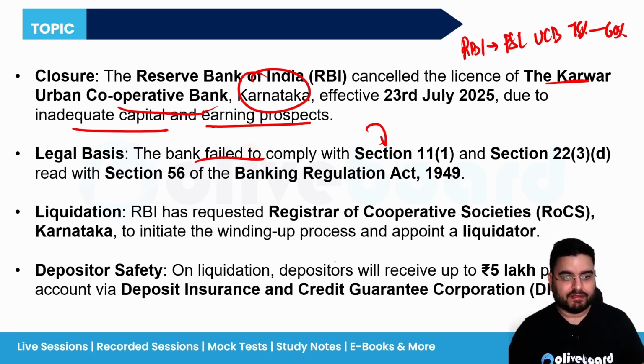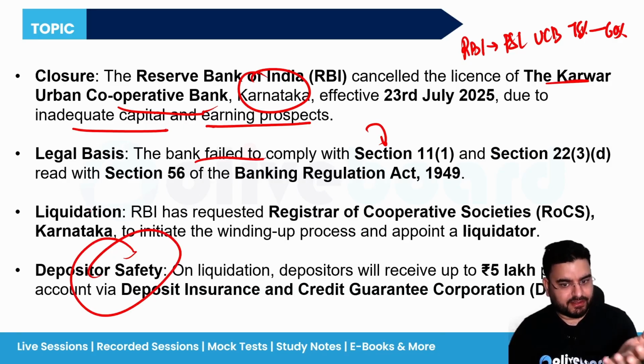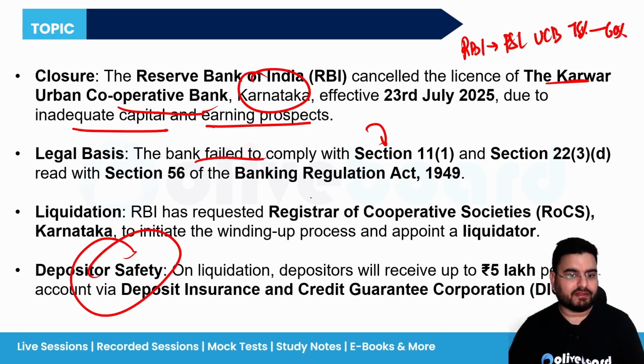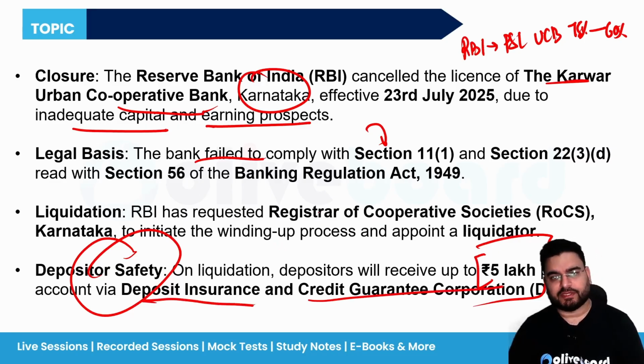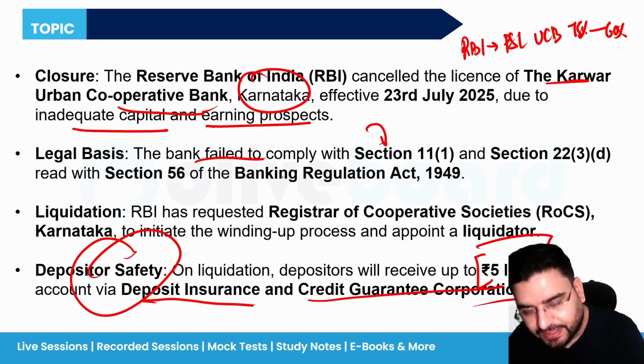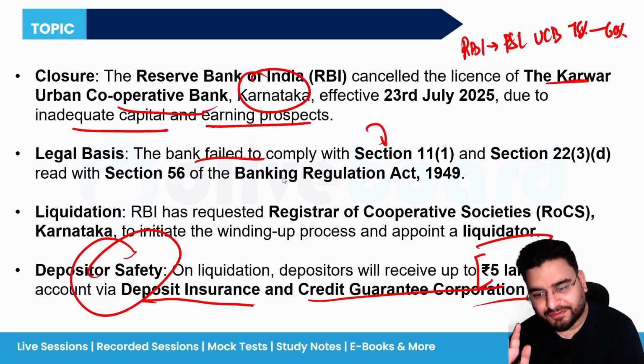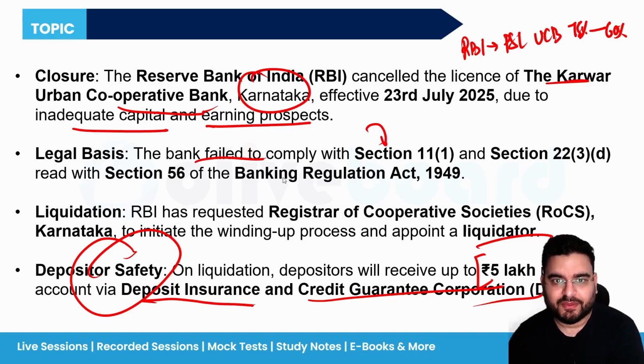Okay, so please remember, whoever has deposited their money in this cooperative bank will get up to 5 lakh rupees per account. Because the Deposit Insurance and Credit Guarantee Corporation provides 5 lakh cover for whatever deposit you have. Even if you have deposited 10 lakh rupees, you will get 5 lakh.